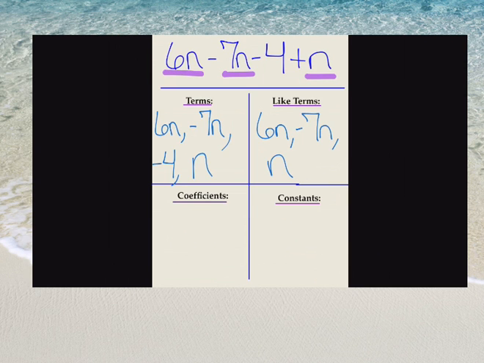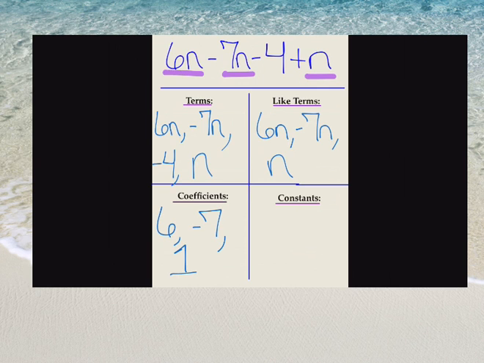Next thing is our coefficients. Okay, well, 6 is attached to n, so that's going to be my first coefficient. -7 is also attached to an n. Okay, we don't do this for whole numbers, so skip -4. And then last but not least, that n. What is the coefficient if there's no number written? You got it, it's 1. Okay, so our coefficients are 6, -7, and 1.